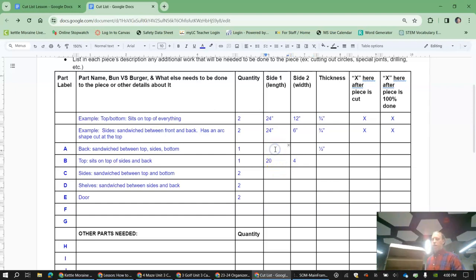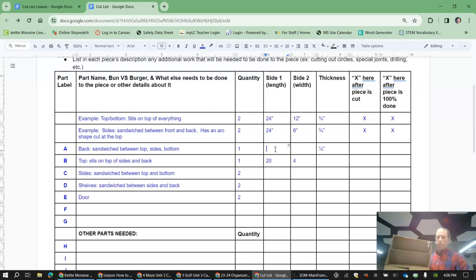Now I'm going to do my basic math. If I'm doing 1/2 inch thick, the sides are 1/2 inch thick. That means that this back part is sandwiched between the sides. That must mean this back part is not as long as the top. So I say 1/2 inch plus 1/2 inch is 1, and I subtract 1 from 20.